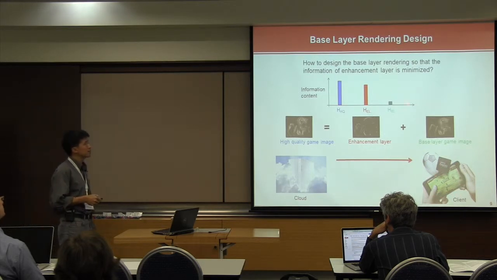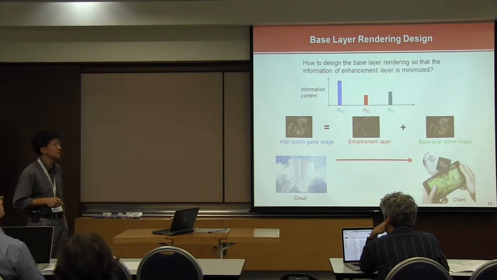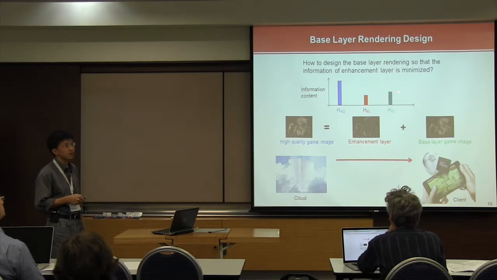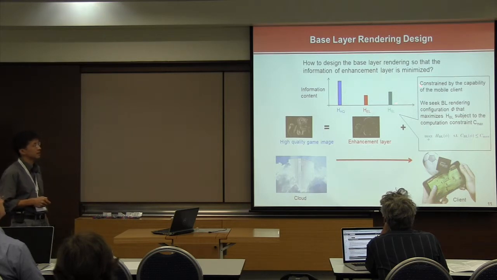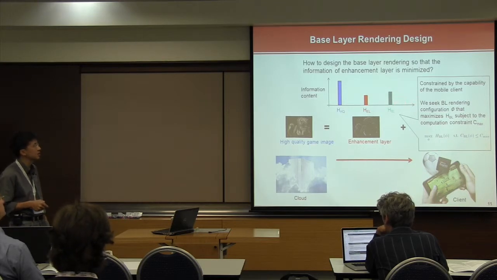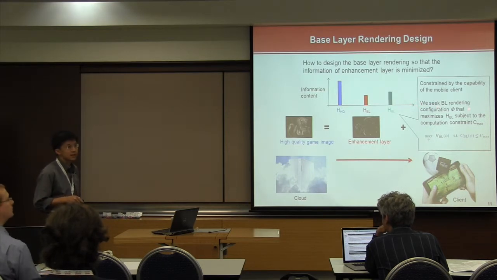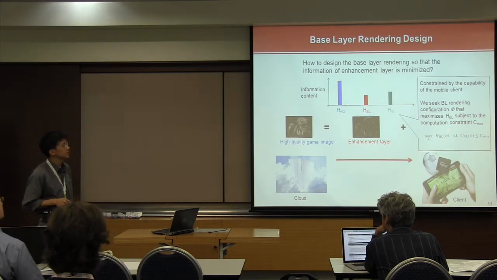And the more base layer information we can generate, the less information the enhancement layer would contain, and therefore the less bandwidth we would require. So our goal is to generate as much base layer information as possible on the mobile client. However, this is constrained by the capability of the mobile client, because generating base layer information requires client computation. To formalize our design problem, we seek the base layer rendering configuration that maximizes the base layer information subject to the computation constraint of the mobile device.